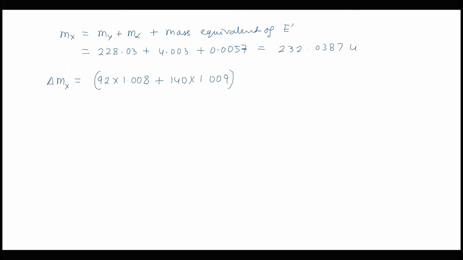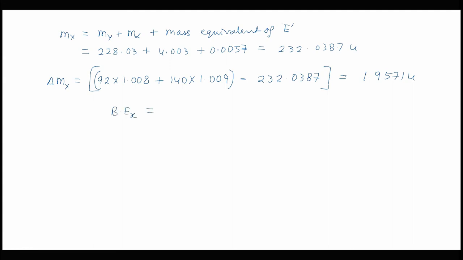minus 232.0387 U. This will give us the value of mass defect, and if we multiply this with 931.5, we will obtain the value of binding energy. If we calculate the value of delta M, we obtain a value of 1.9571 U. Now we calculate the binding energy for X.